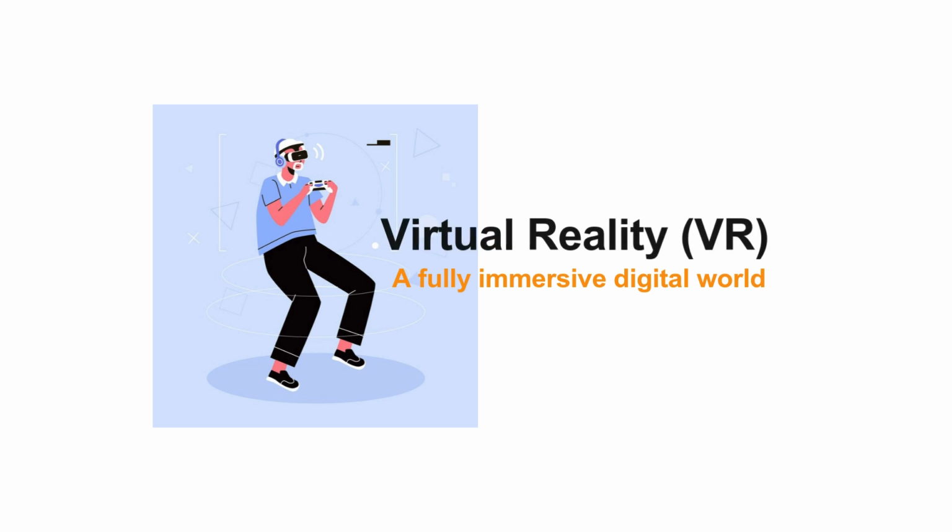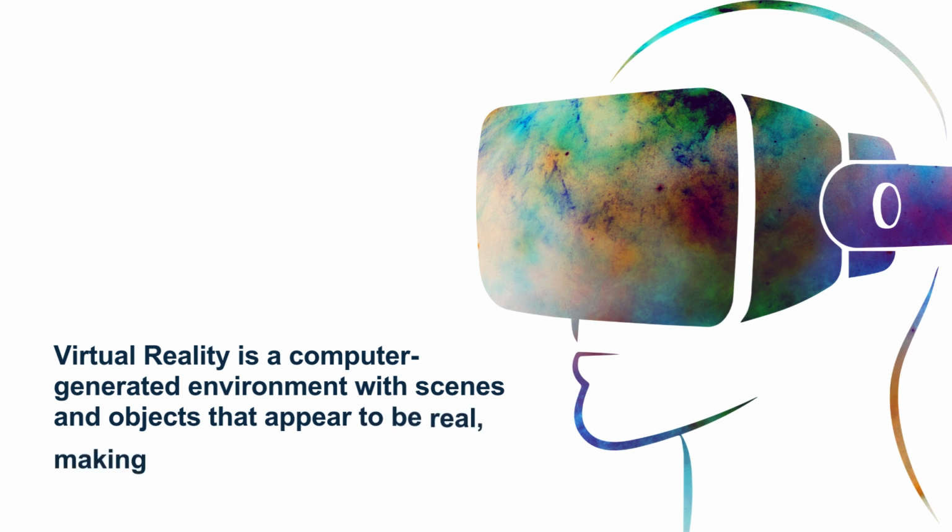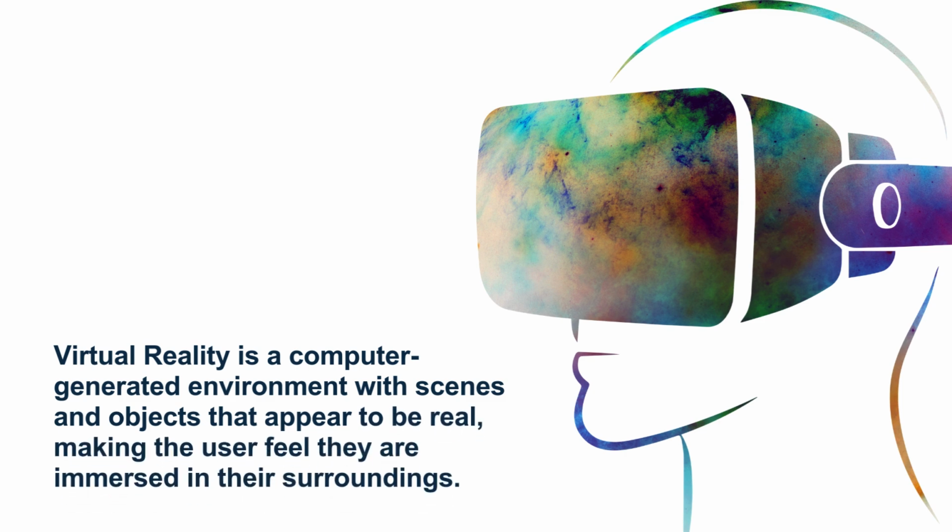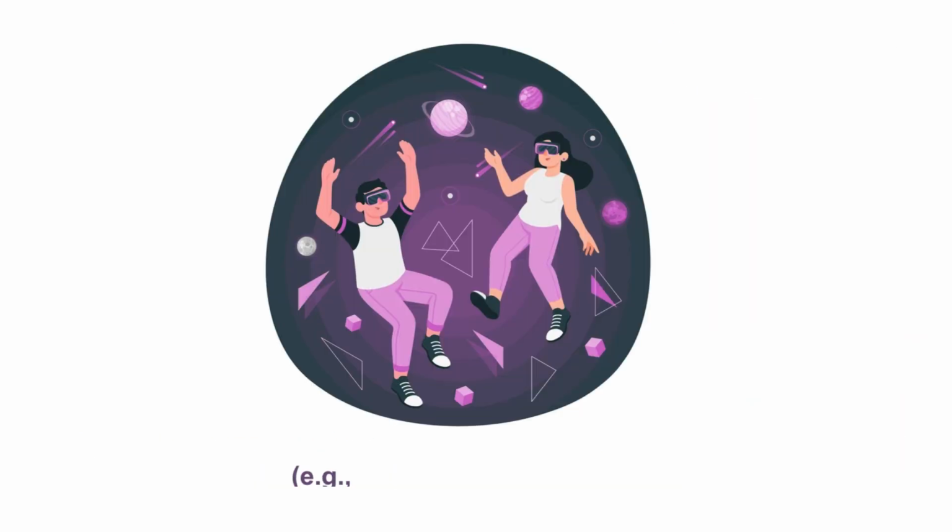Different types of reality technologies are virtual reality, augmented reality, mixed reality, and extended reality. Virtual reality is a fully immersive digital world. Virtual reality is a computer-generated environment with scenes and objects that appear to be real, making the user feel they are immersed in their surroundings. Examples are Oculus and PlayStation VR.